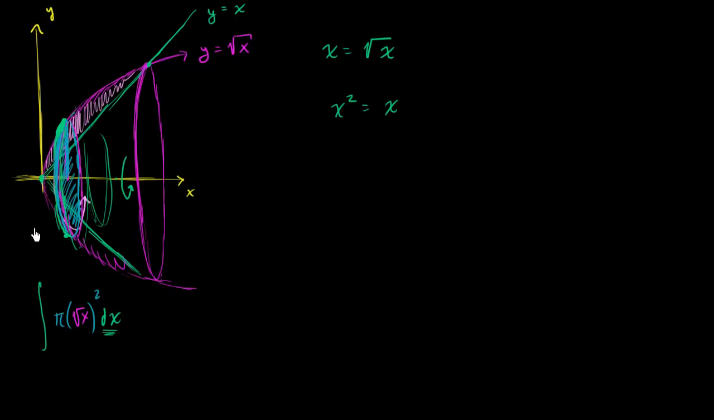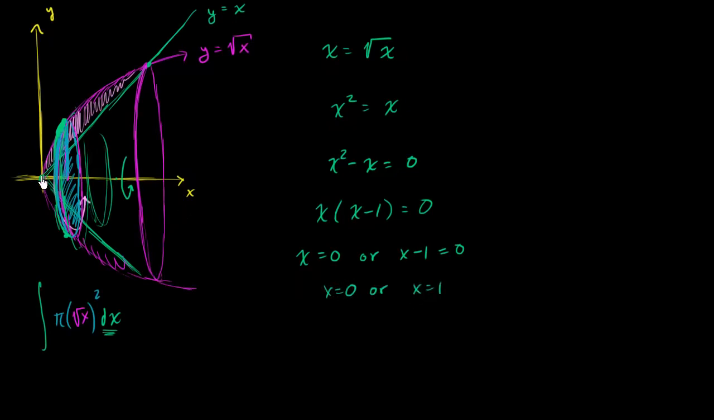x is equal to 0, and also 1 squared is equal to 1. 1 is equal to the square root of 1. You could have done other things. You could say, okay, x squared minus x is equal to 0. You could factor out an x. You get x times x minus 1 is equal to 0. And so either one of these could be equal to 0. So x is equal to 0, or x minus 1 is equal to 0. And then you get x equals 0 or x equals 1, which gives us our boundaries of integration.